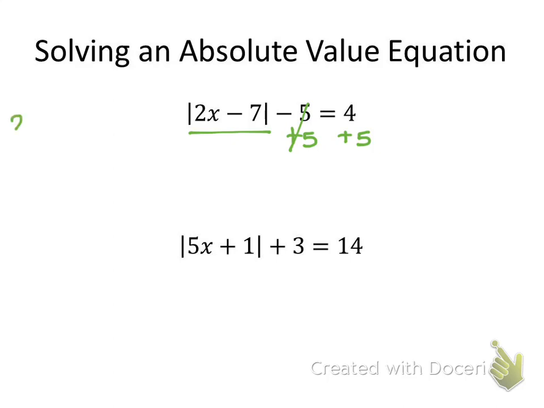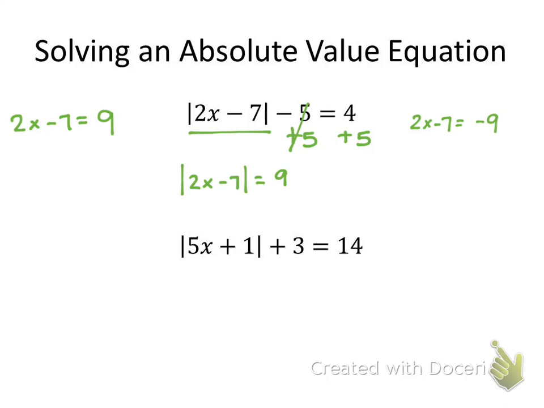And I get the absolute value of 2x minus 7 equals 9. So then I drop the bars and I rewrite it, 2x minus 7 equals 9. But I'm also going to write it like what? 2x minus 7 equals negative 9.